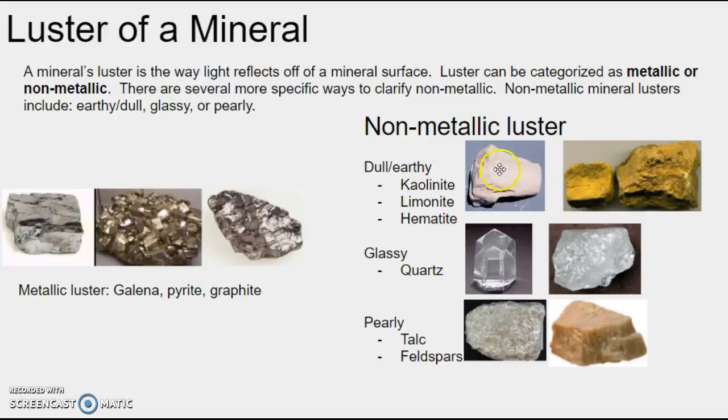Here's a dull, earthy luster: here's kaolinite, here's limonite, here's a hematite. When we talk about glassy, here's quartz in its crystalline form, kind of a perfect euhedral crystal. Here's massive quartz. Both of these look glassy, as they actually are. That's what quartz is, silicon dioxide. And pearly, we could say talc. Feldspars happen to have this pearliness to them. So when you look at them, it's easy to separate metallic from non-metallic, but after you get to the non-metallic, you'll need to make sure you specify further.